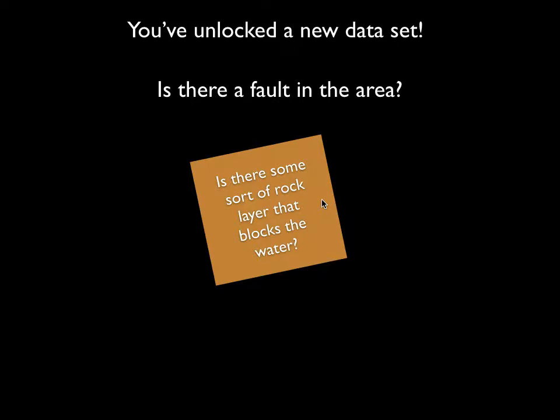So now, let's pretend that we've done that, and here is a post-it note, and a student has asked something about, is there some sort of rock layer that blocks the water? Well, I don't have a specific geologic map of this region, but I do know that in some cases faults can be involved in affecting the rock layers. So let's see, you've unlocked a new data set. I happen to have a fault data set, and let's take a look at that.